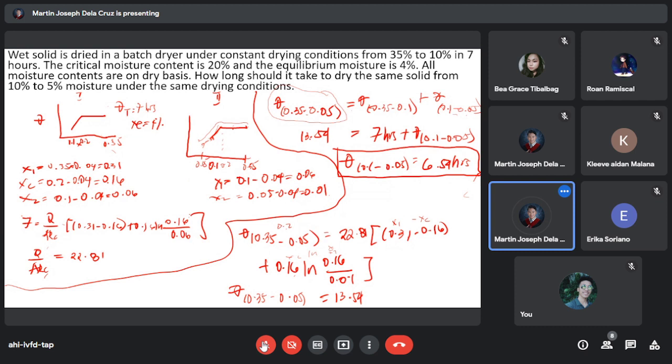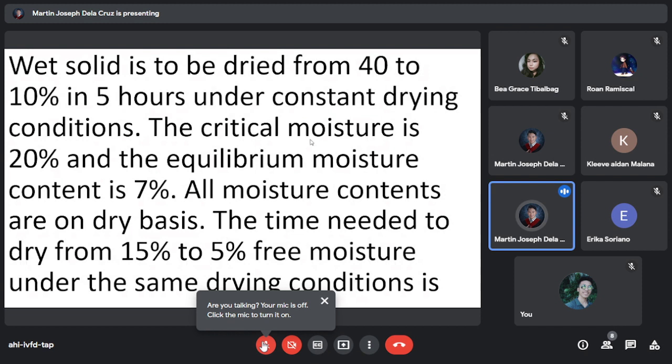Okay, let's have another one, another example. So wet solid is to be dried from 40 to 10% in 5 hours under constant drying conditions. The critical moisture is 20% and the equilibrium moisture content is 7%. So meaning we have to subtract, diba? We have equilibrium moisture. So we're going to subtract 7% from 40 and 10% respectively. Okay, and then all moisture contents are on dry basis. So tama, should be in dry basis.